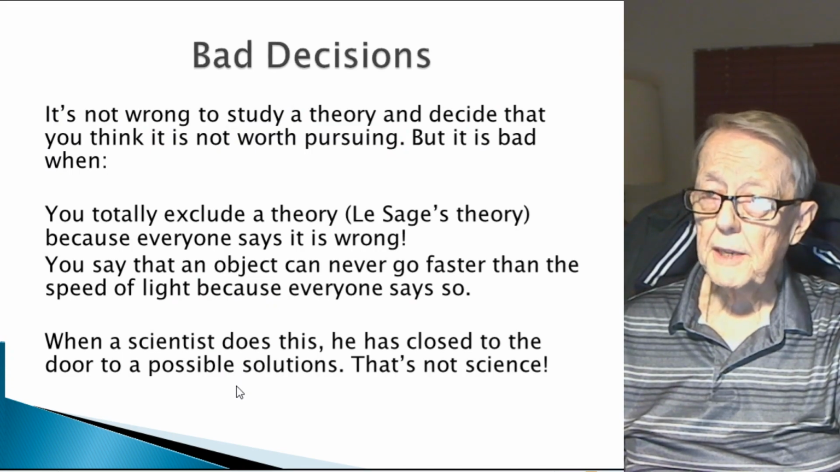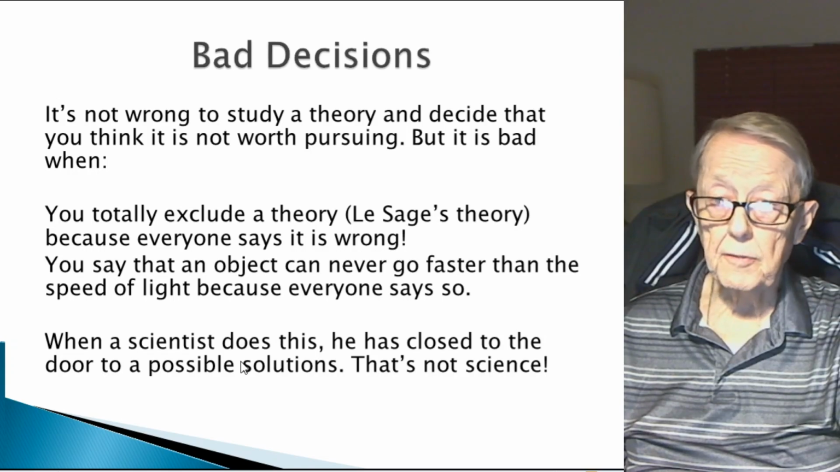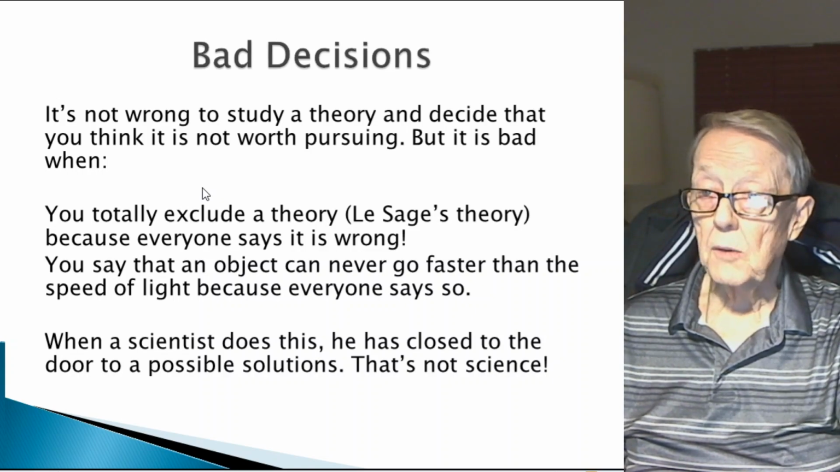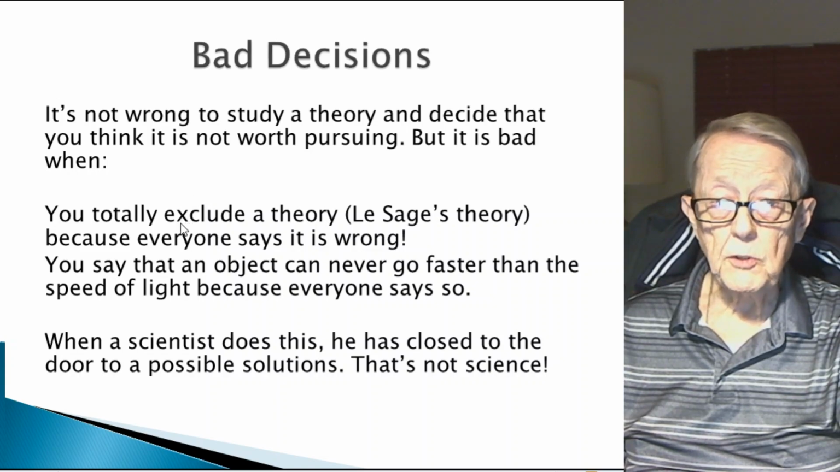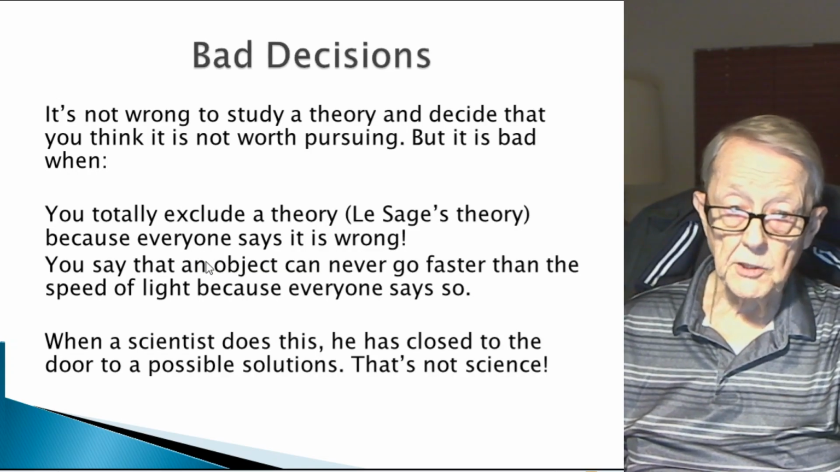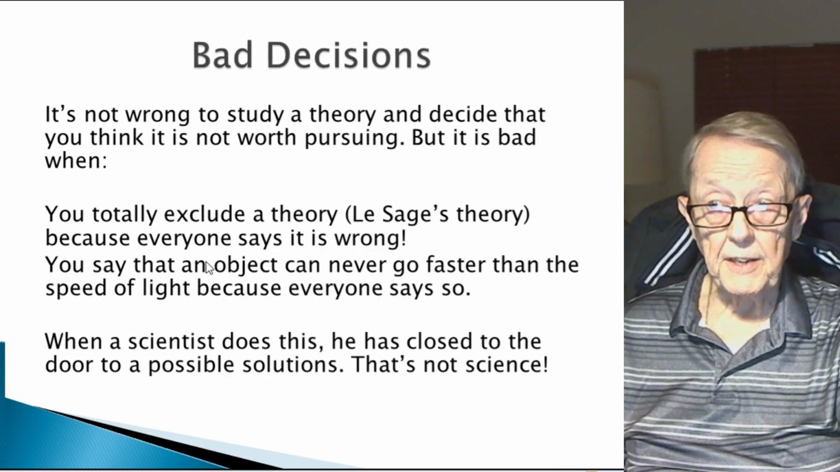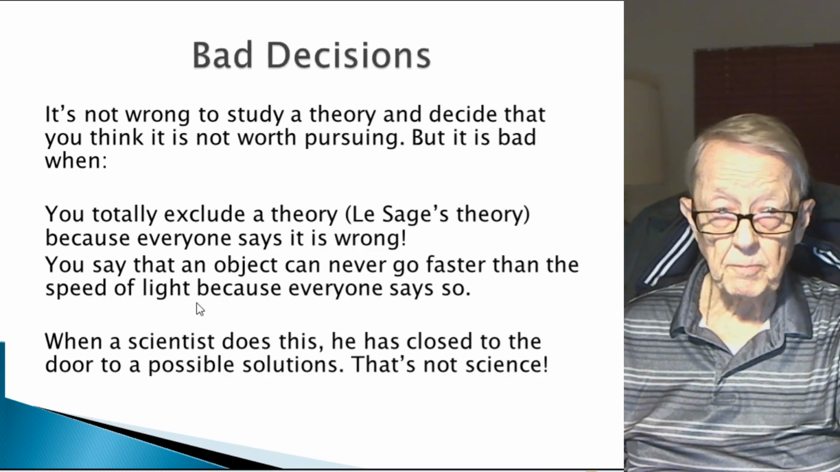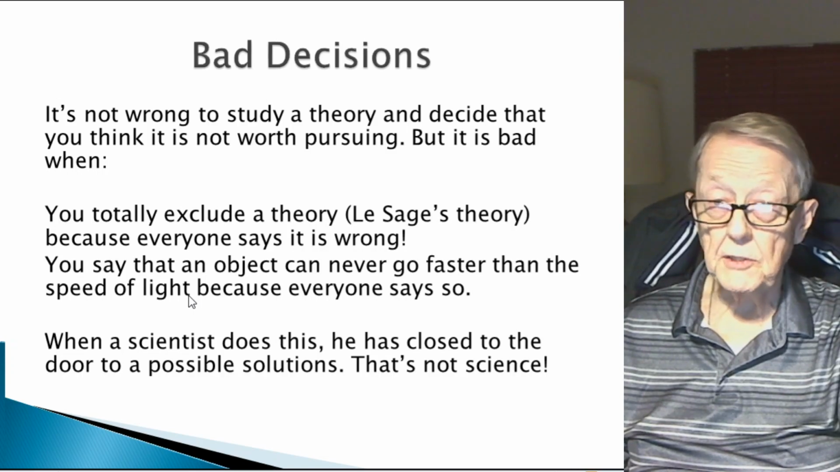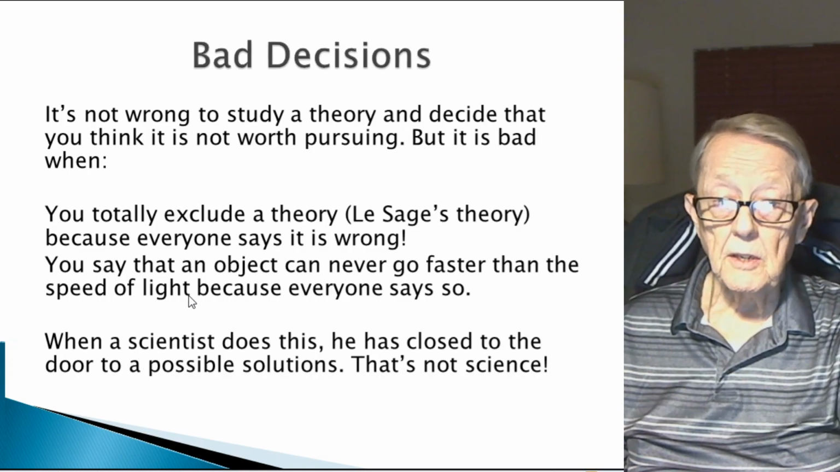Some of the problems that mainstream has is making wrong decisions, and one of them is forgetting the electric field. It's not wrong to study a theory and decide that you think it's not worth pursuing. But it is bad when you totally exclude a theory, like Lesage's theory, because everyone says it's wrong. If a mainstream scientist suggests that they're going to use it, everybody looks a little funny at them, wondering, what in the world do you think you're doing? You could also say that an object can never go faster than the speed of light because someone said so and everyone agrees, so you don't want to talk about anything going faster than the speed of light.